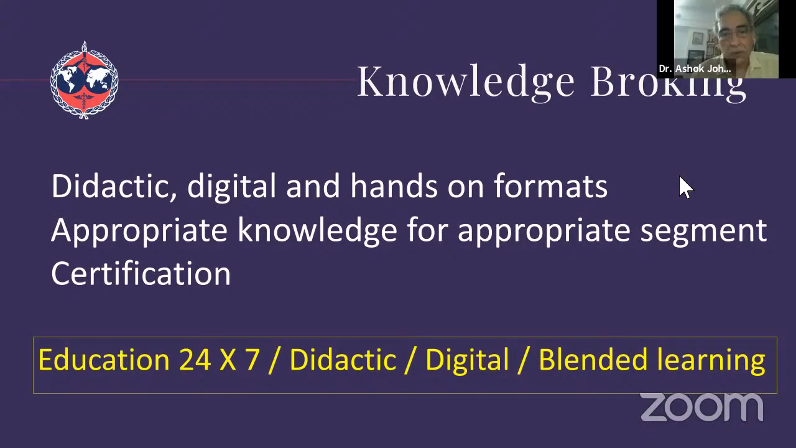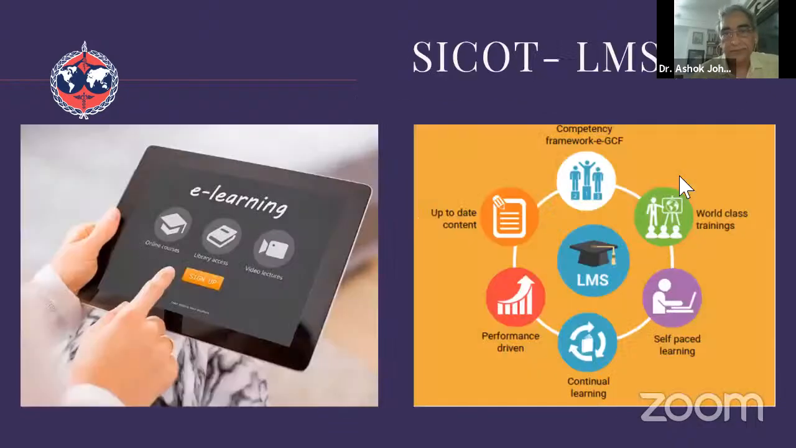So as a knowledge broker, we utilize didactic, digital, and hands-on formats. And then we can actually customize knowledge so that there is appropriate knowledge for appropriate segments, and certification is what I mentioned. Now, these days, the demand is for education 24/7. Whenever convenient to a member, he wants to be educated. So education has to be available 24/7. It could be didactic, it could be digital or blended learning, as was mentioned earlier.